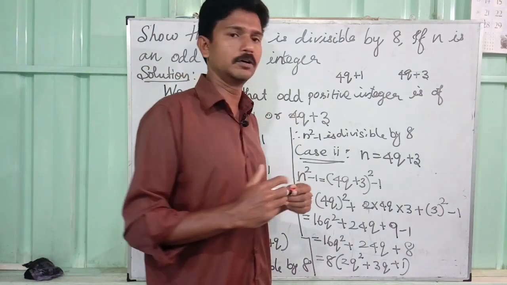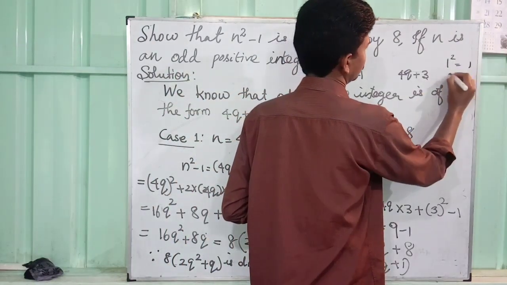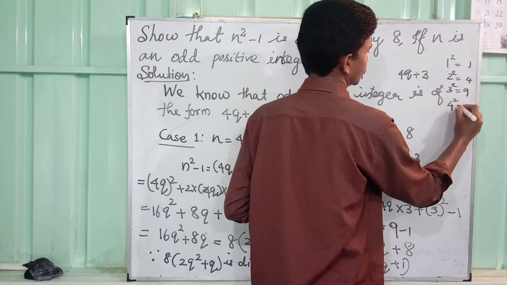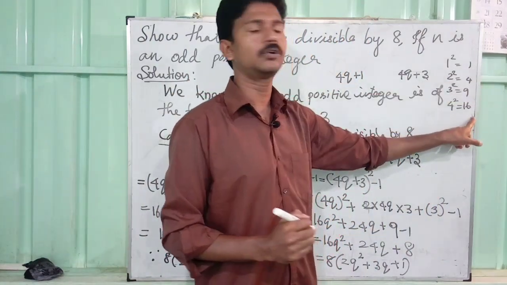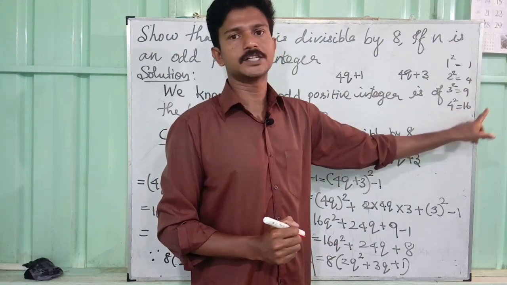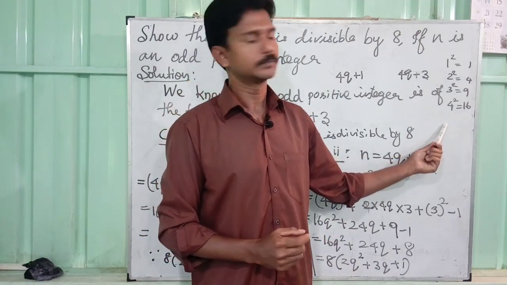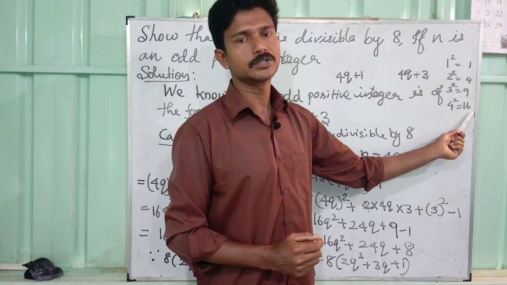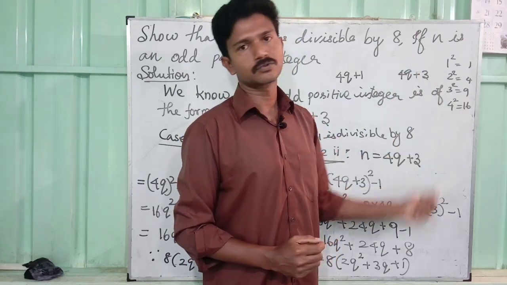Let us take positive integers like 1 square, which is 1, 2 square, which is 4, 3 square, which is 9, and 4 square, which is 16. Among these square numbers, which is divisible by 8? 16, isn't it? 16 is divisible by 8. So it is enough to take 4 square, because the other three numbers are not divisible by 8. These are square numbers, not divisible by 8, but 16 is divisible by 8. So we can take this 4.